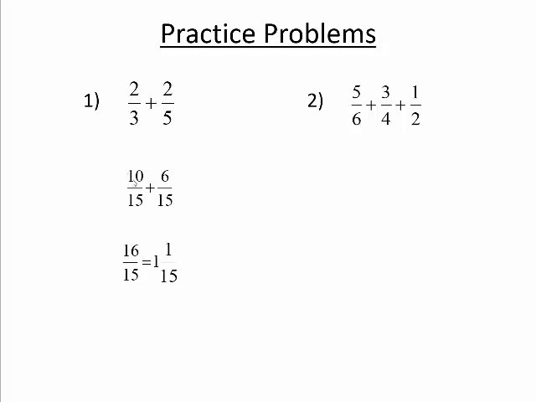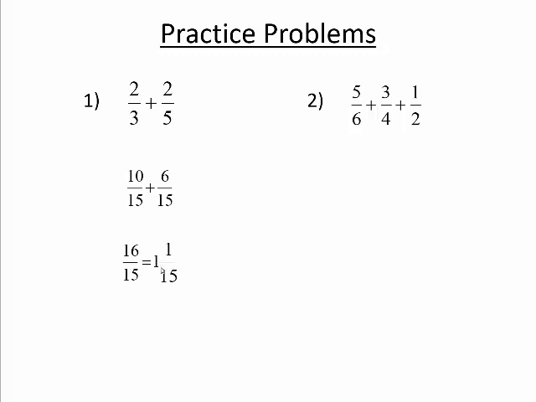And then just add the numerators. So 10 plus 6 gets me 16. Keep the denominators the same. So 16 over 15. This right here is what we call an improper fraction. What an improper fraction means is the numerator is larger than the denominator. This right here is what we call a mixed number.